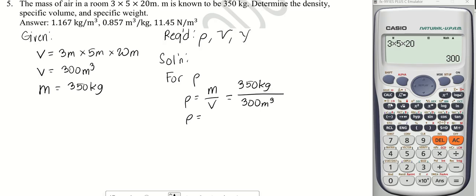So therefore our density is equal to 350 divided by 300. As you can see, the answer is 1.1667 kilograms per cubic meter. So this is our first answer.